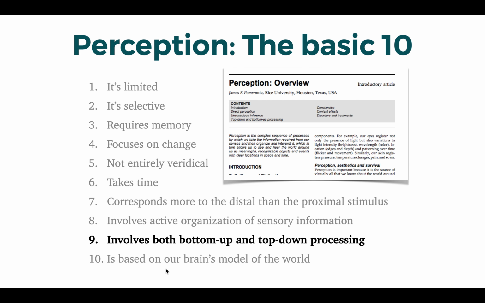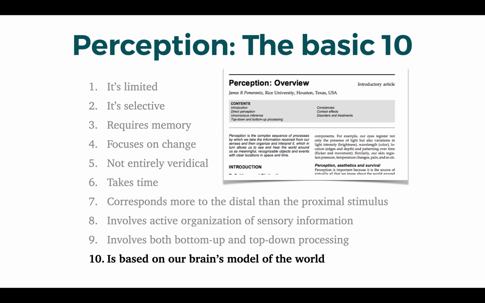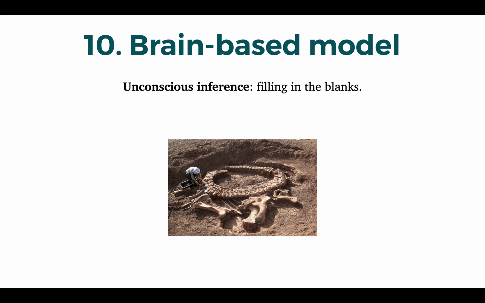So we just finished up with bottom-up and top-down processing, and now we're going to wrap up our basic 10 with number 10, which is that our perception of our environment is based on our brain's model of the world. And what I mean by that, I'm really talking about unconscious inference.